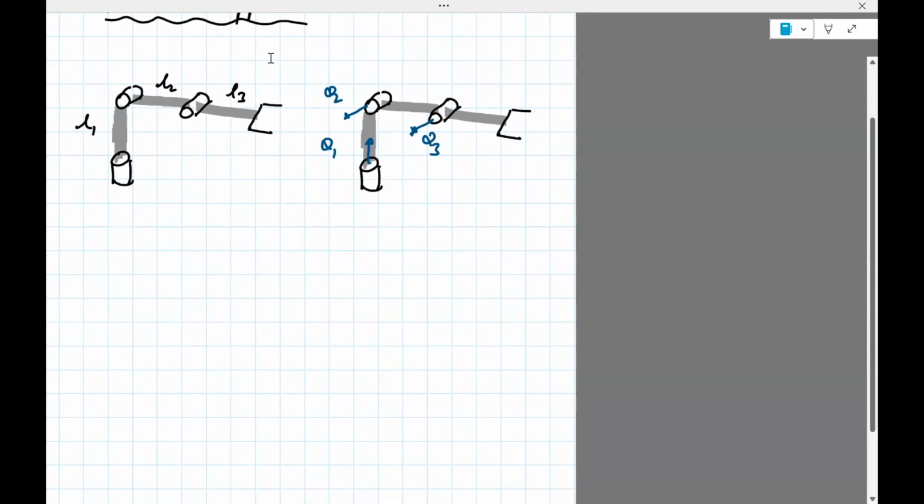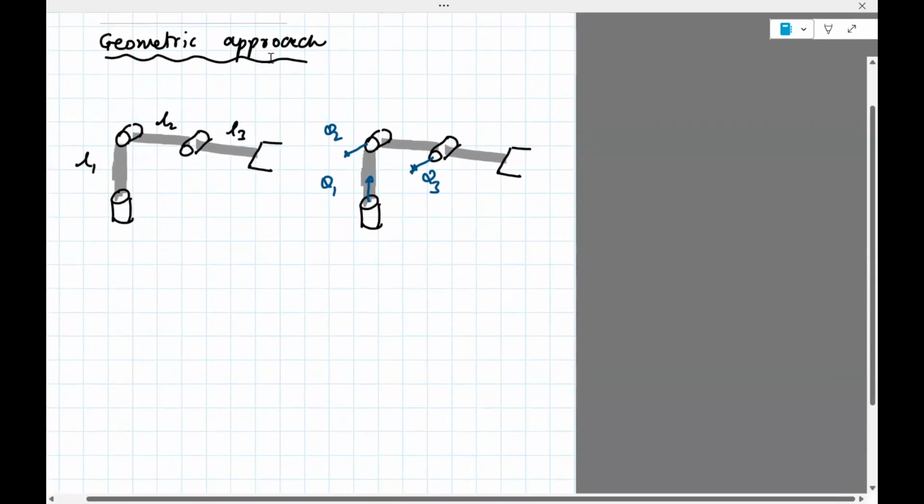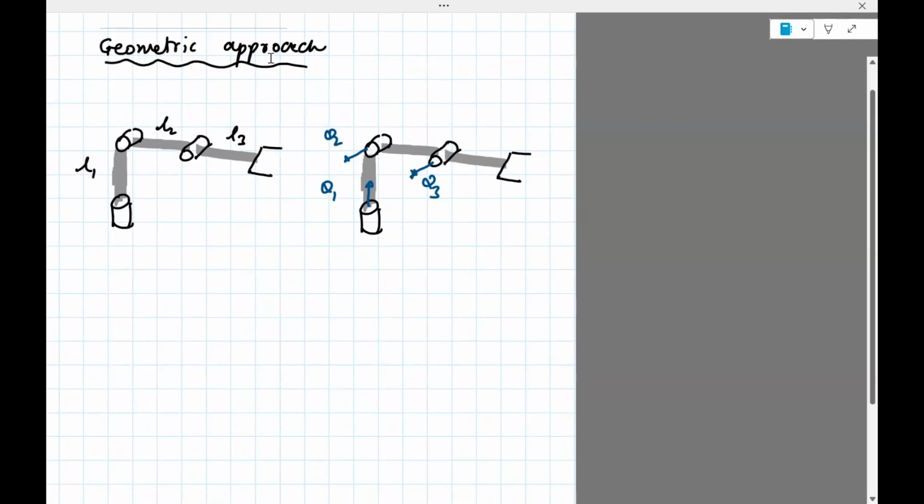Okay, so have you seen this manipulator before? No, which one is this? It was in your homework, the last homework, the first problem, the open manipulator.